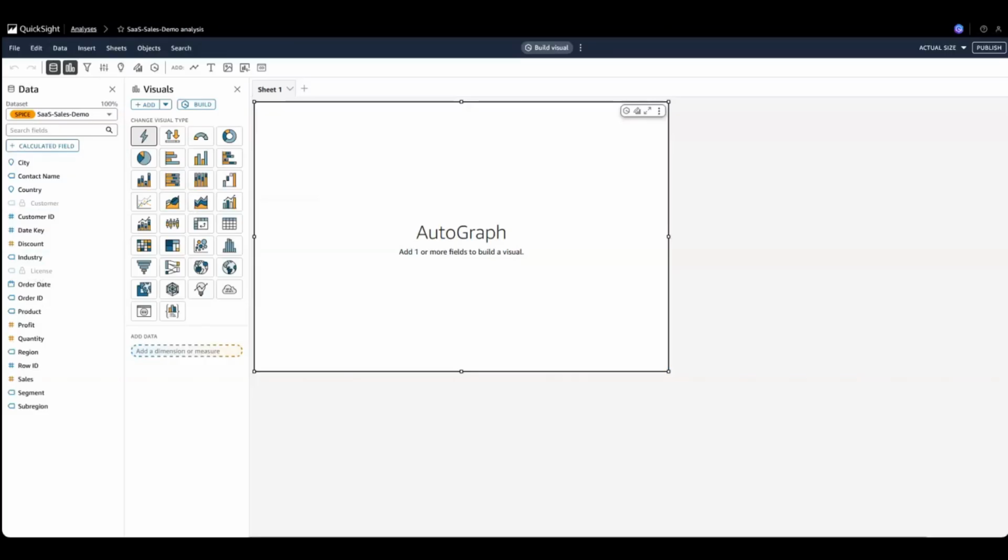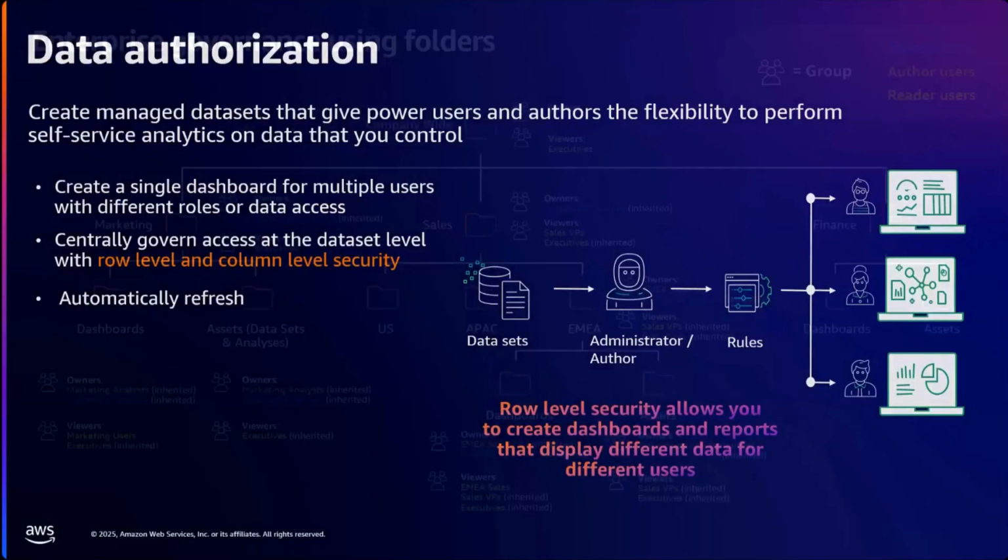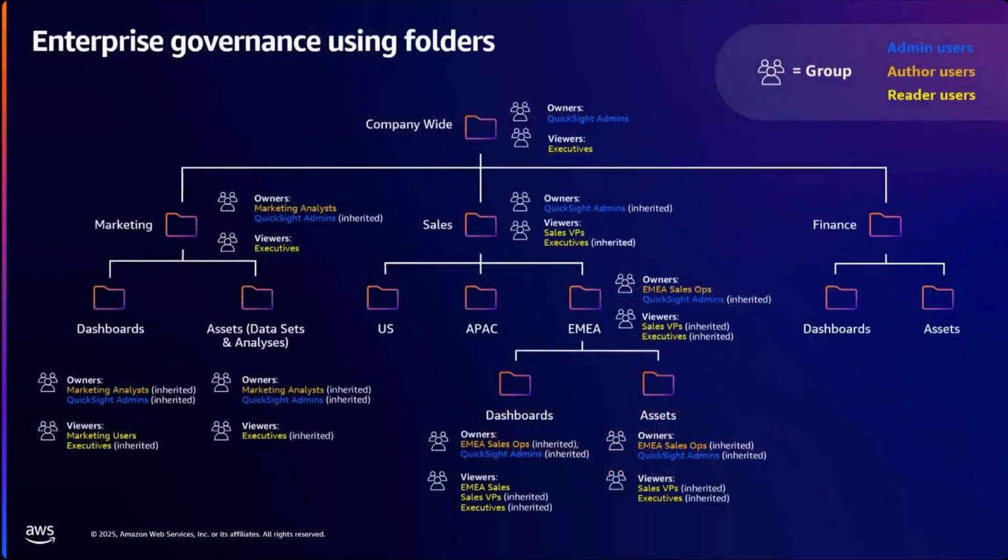Now, let me go back. So that covers the row level security and column security. And likewise, you can also disable or enable that as it requires, and you can do the data authorizations for your use cases as applicable. Moving on, now let's understand how you would organize and share your content with folders in QuickSight.